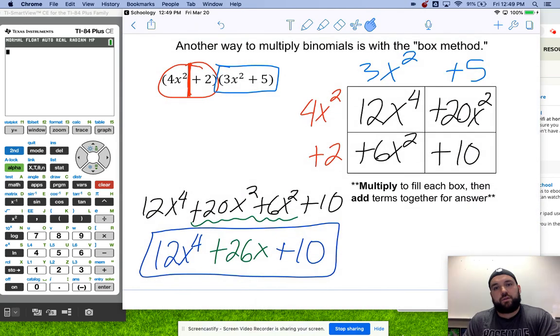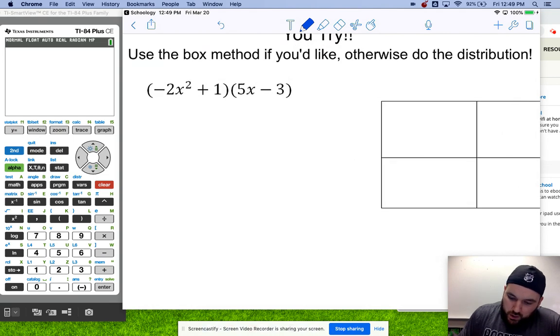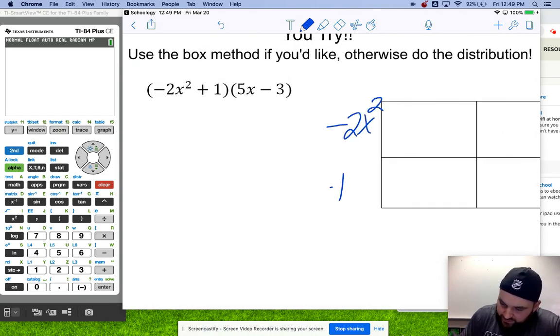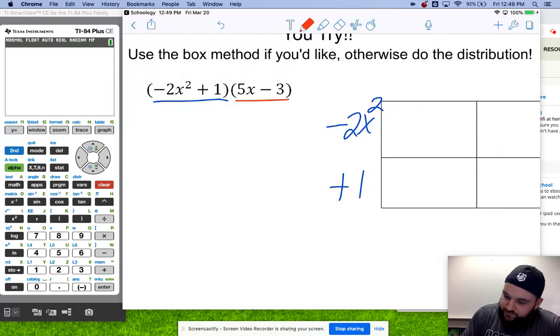Okay, so whether box method, distribution, whatever you want to do, doesn't really matter. But go ahead and pause right now and give one of the methods a shot. The box is there just in case you want to use that. Okay, so negative 2x squared plus 1 is my first binomial. And then the second binomial is 5x minus 3.